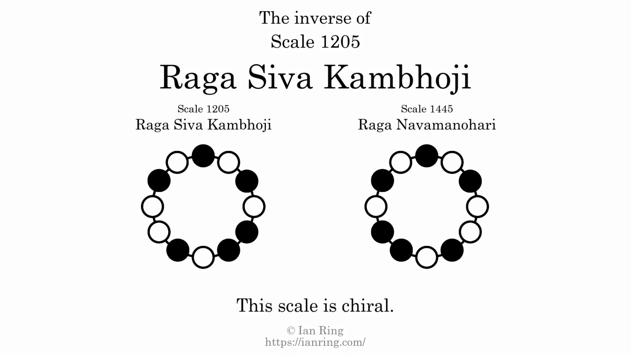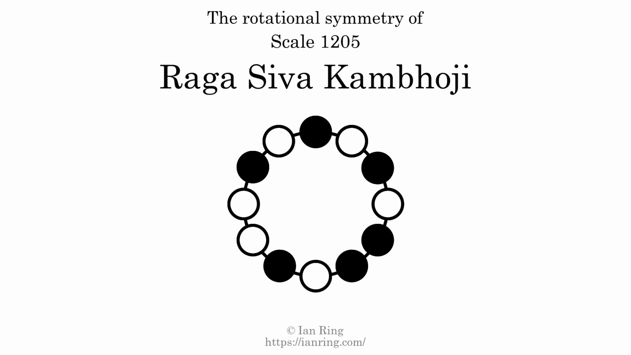The inverse of a scale is a mirror image. It is what you get when the sequence of intervals is reversed. The inverse of this scale is scale 1445, also known as Raga Siva. This scale is chiral. It cannot transform into its inverse by rotational transformation. This scale has no rotational symmetry.